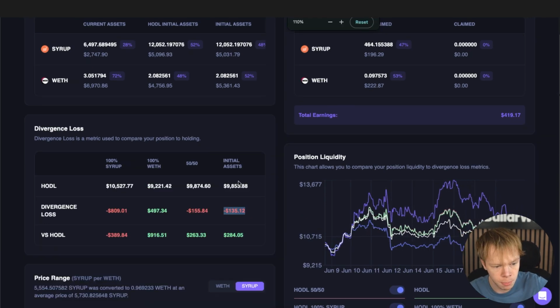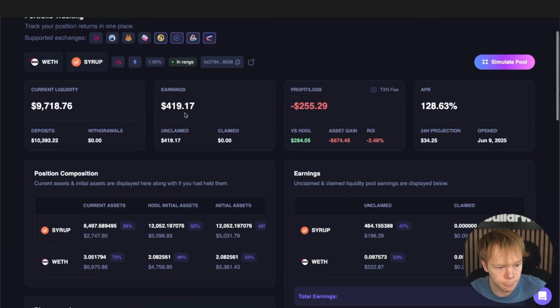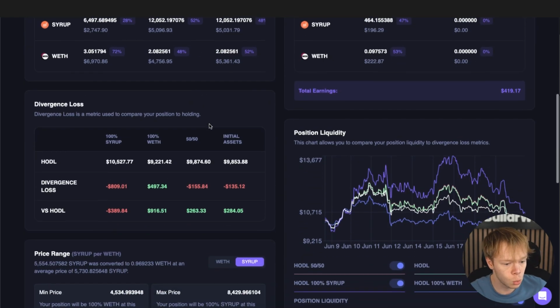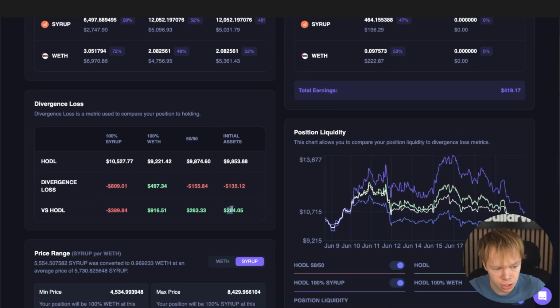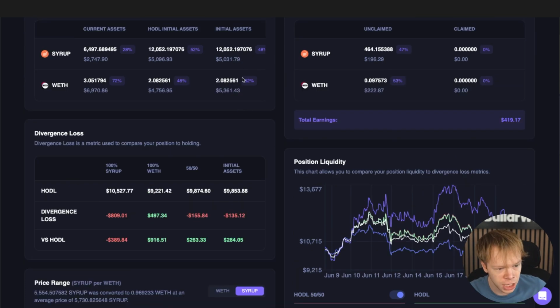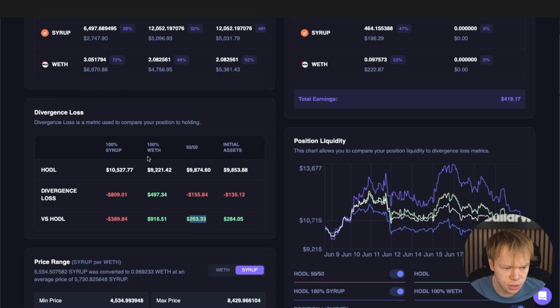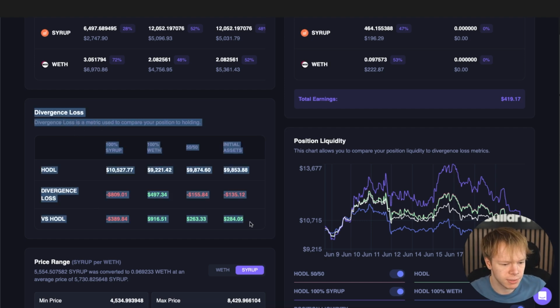But since you're in this liquidity pool, you have $9,718, which means that you have $135 less by being in this liquidity pool. But Jake, you also have some earnings. You have $419 in earnings from fees by being in this liquidity pool, which means that you are profiting $284 compared to just holding in a 52-48 ratio. It also says, hey, if you held in a 50-50, you have a $263 profit there. If you just stuck all your money in ETH, Jake, you are beating that strategy by $916. And if you were to just stick it all in Syrup, you would actually have $309 more than what you have in the liquidity pool. So that's kind of how to comprehend these specific metrics right here.